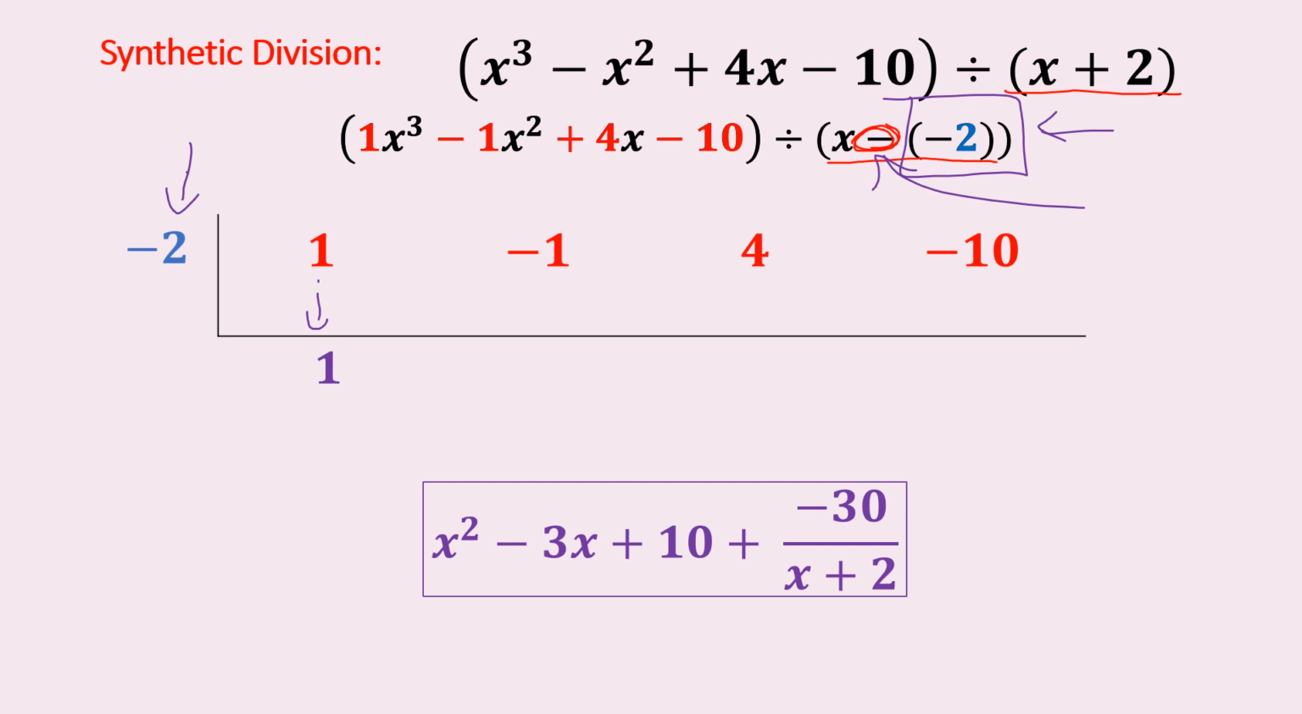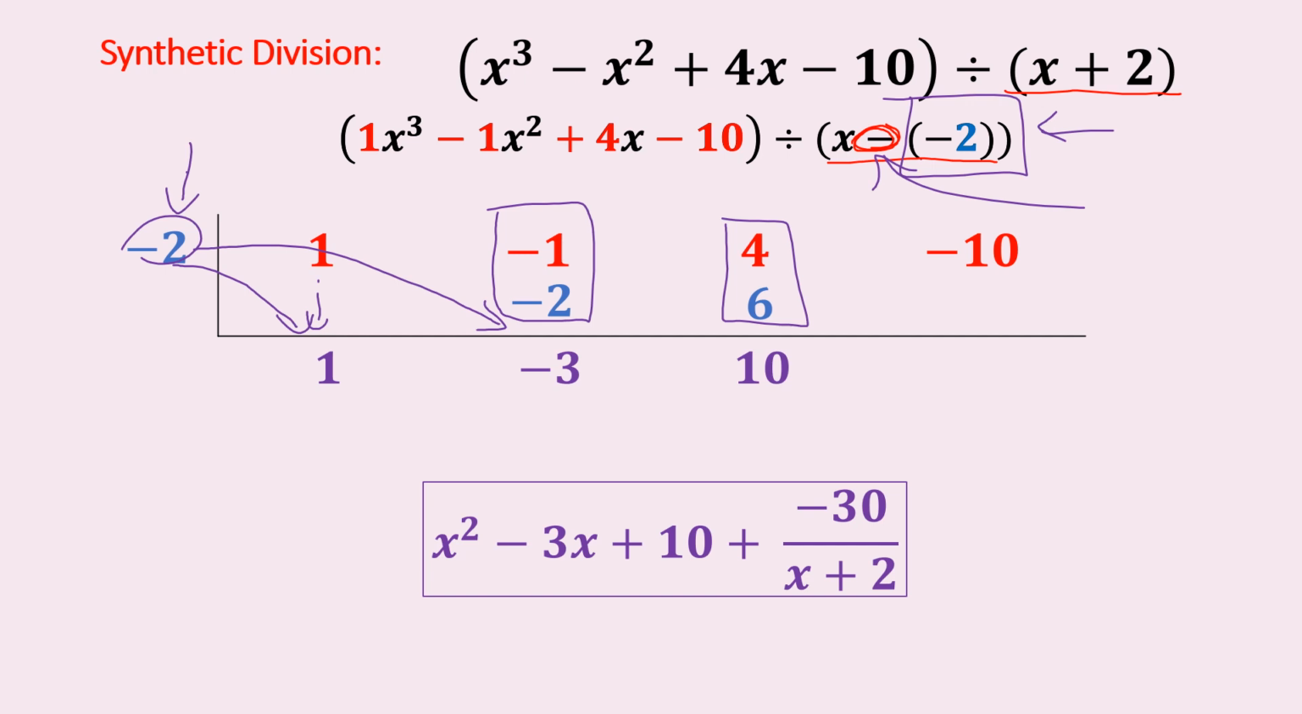So we take the -2, we multiply it with this 1, we get -2. We write it there. Okay, now we're going to add these together. We get -3. And then we just do this over and over again until we get to the end. So now we're doing -2 times -3. We get 6. Okay, we add these together. We get 10. Repeat one last time. -20. Add these together. -30.